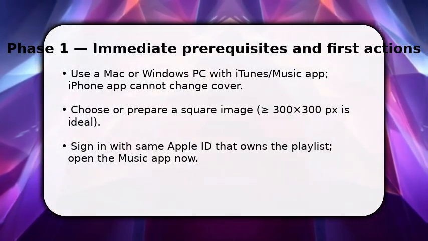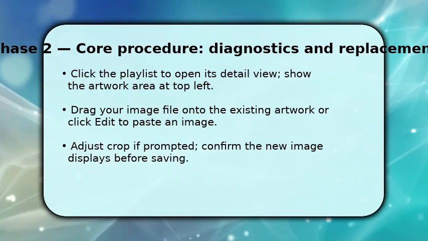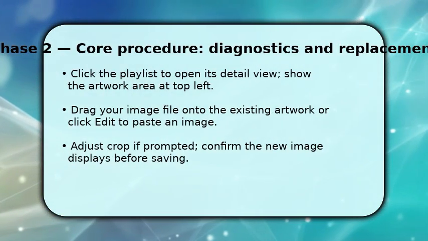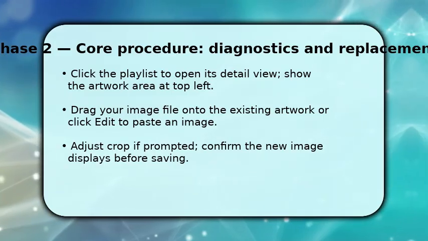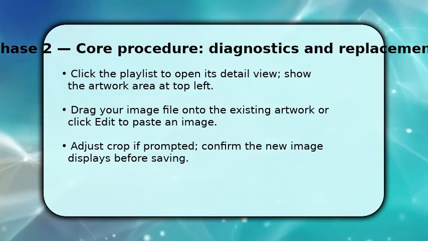Now you replace the artwork. Click the playlist so its detail pane is visible, and then drag your image file from Finder or Explorer directly onto the artwork square at the top. If you prefer, right-click the artwork and choose Edit, then Paste or choose File.